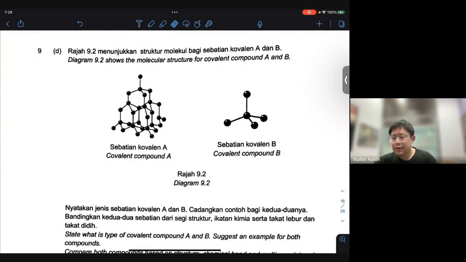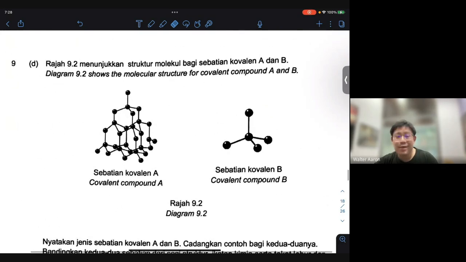All right, let's go to number 9. Diagram 9.2 shows the molecular structure for covalent compounds A and B. For covalent compounds A and B over here, you can see, right? A represents something similar to a diamond structure. It can be silicon oxide or it can be diamond. It's a macromolecular structure. And then for the right side, it's just 5 different atoms covalently bonded together. That's a very simple molecule. So we call this a simple molecular structure.